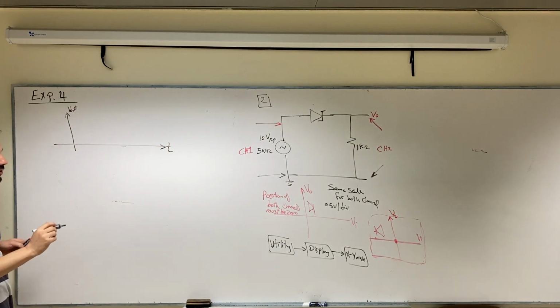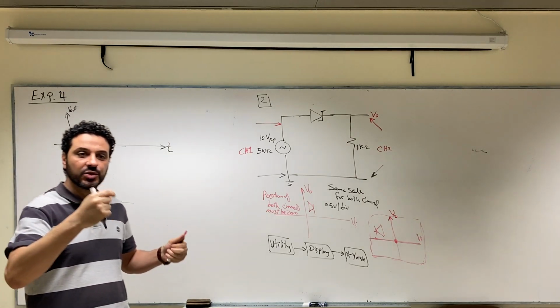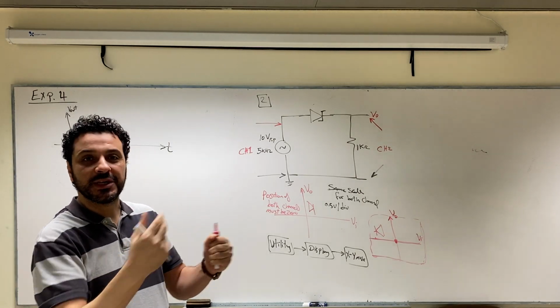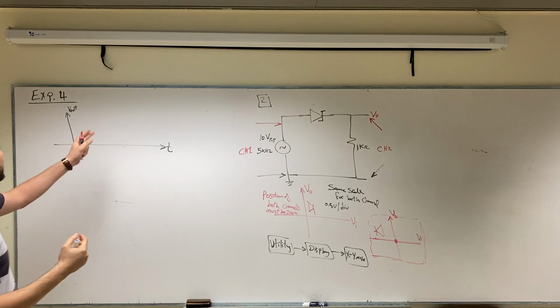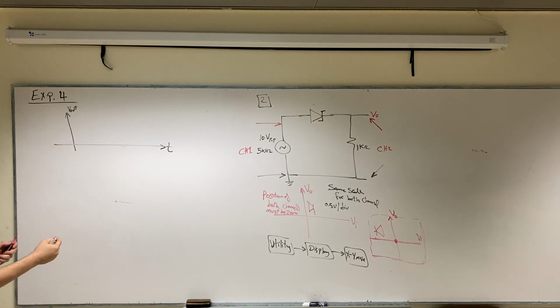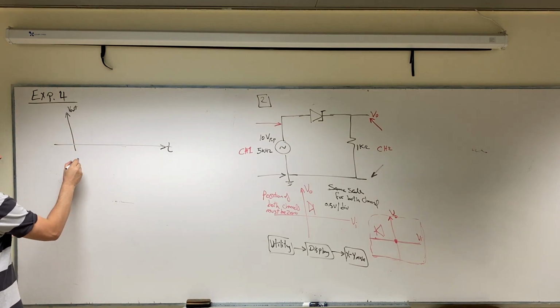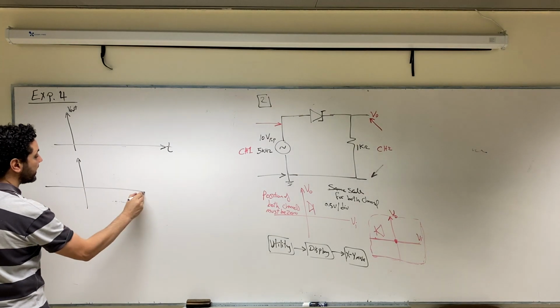Using the oscilloscope, of course. Now, when I say plot, this means you sketch what you see on the oscilloscope. So you need to see on the oscilloscope V output against time, and you need to plot also V output against V input.